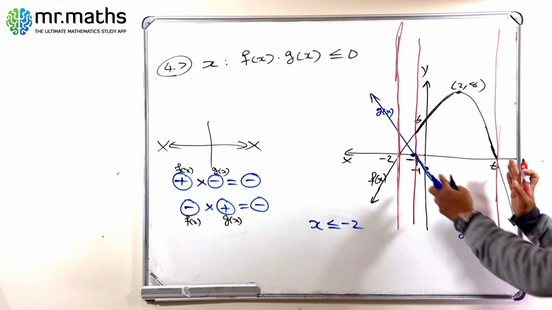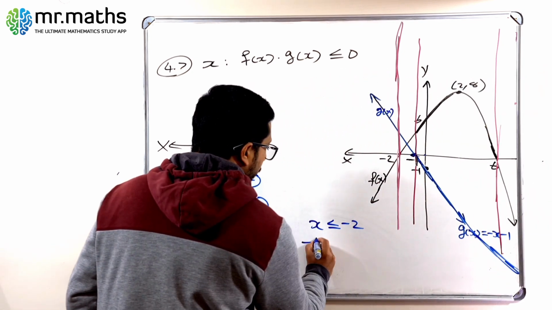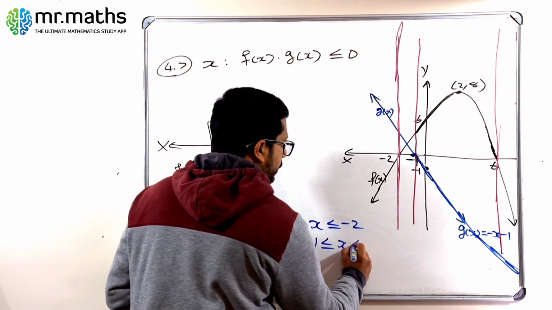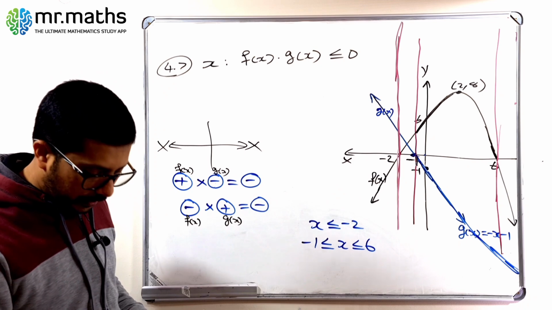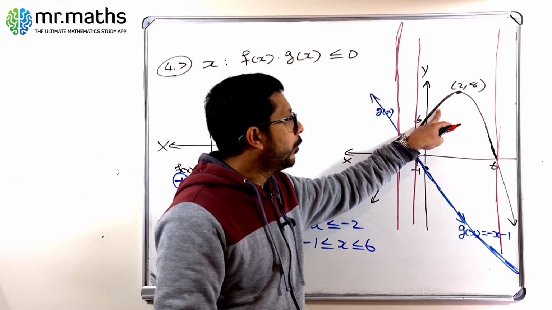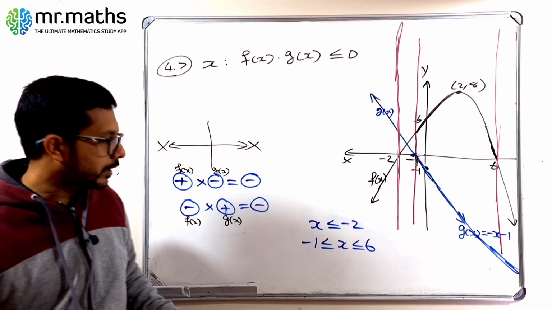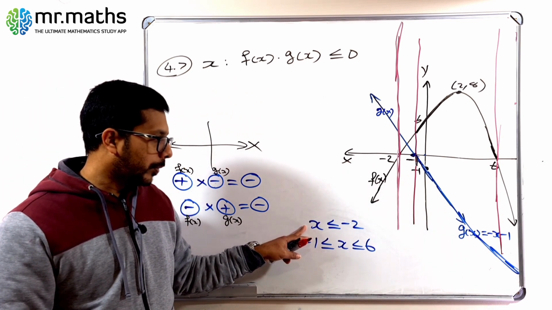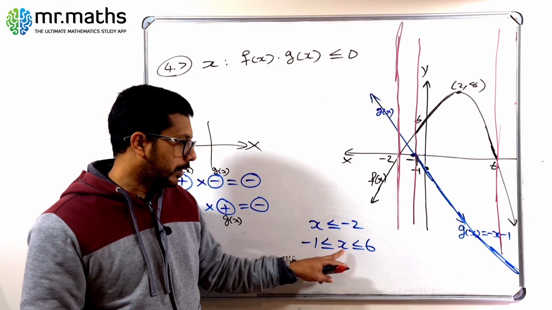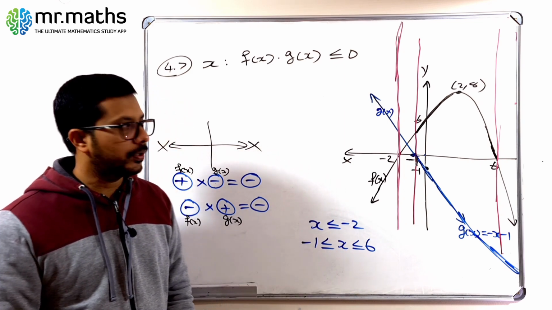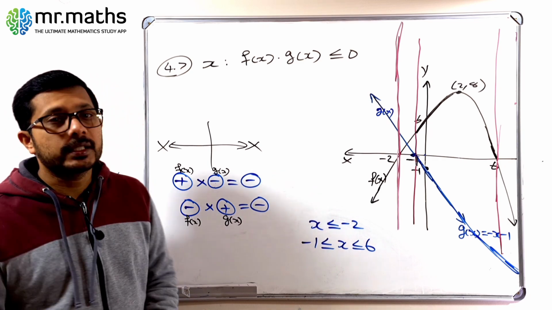So between -1 and 6, that is, -1 less than or equal to x less than or equal to 6, we have one graph above the x-axis and one below the x-axis. So there are two answers. One is x less than or equal to -2, and the other one is -1 less than or equal to x less than or equal to 6. Okay, so that is question number 4.7.